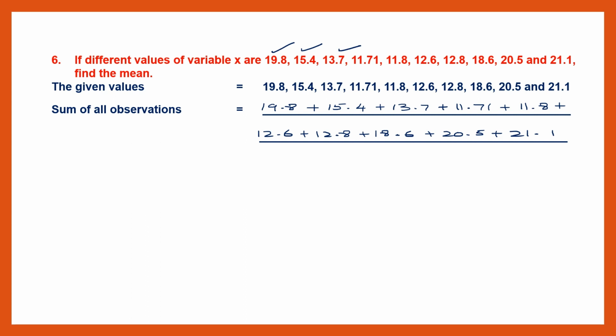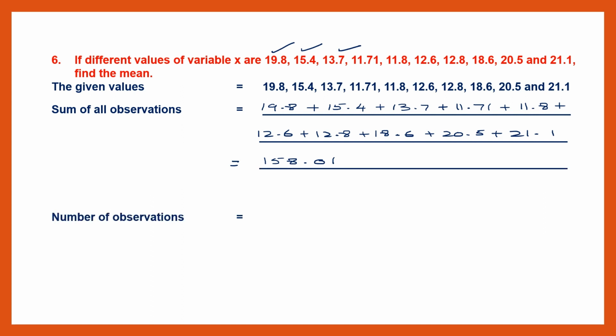So now we need to add up all these. So when you add up all these, you will get 158.01. So we've got the sum of all the observations there. Now, number of observations, how many observations are there? Now let's count all these observations to see how many there are. So let's begin. So here we have 1, 2, 3, 4, 5, 6, 7, 8, 9 and 10. The number of observations is 10.